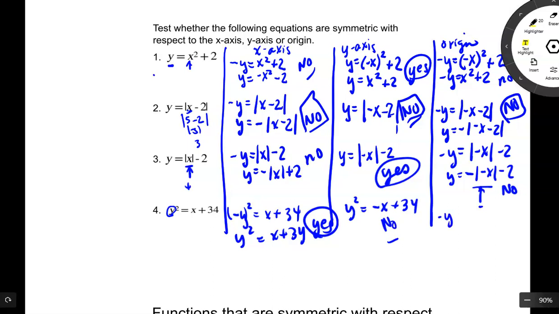And the last one, we replace both. Oh, so that should be an equal sign. Okay, so our negative y, we can square that and get y squared, but we still have a negative x plus 24. So this one's definitely a no. Negative x is not the same as x.